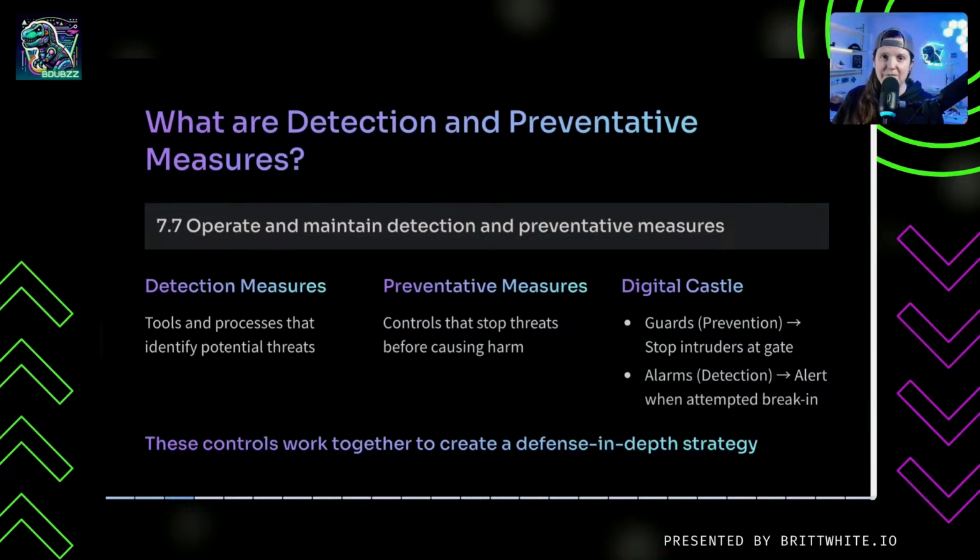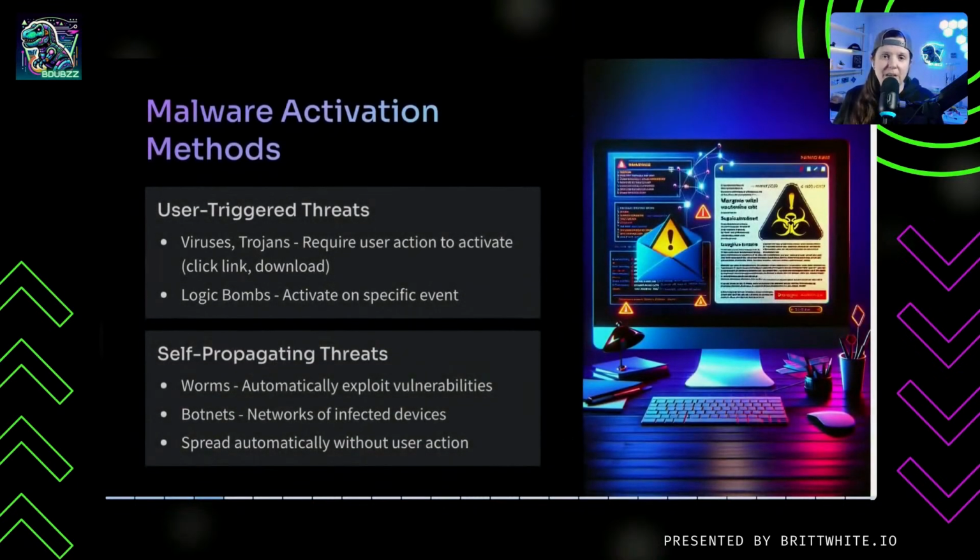Now, before we talk defenses, let's understand what we're up against. Malware. Malware is software designed to compromise your systems, and it comes in many forms that will often work together. Let's break down the key categories here. First, let's look at how malware activates. There's two main categories: user-triggered threats and self-propagating threats.